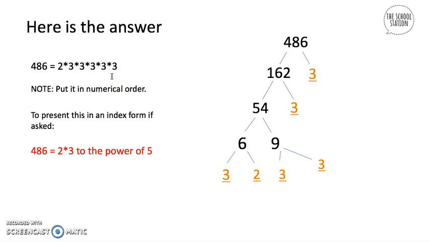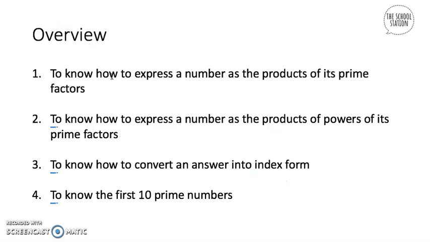So yeah, I split 486 into 162 and 3, and then I split 162 into 54 and 3, and then I split 54 into 6 and 9, and 6 split into 3 and 2, and 9 split into 3 and 3. So yeah, it was basically 2 times 3 to the power of 5. It's 2 times 3 to the power of 5, and that should be your answer. So I hope this actually helps you for your exam.